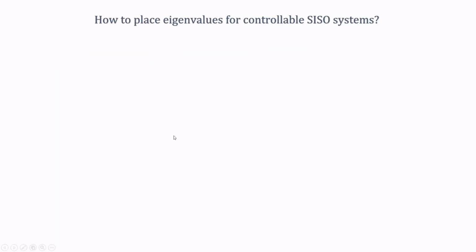So, the question that we are asking is, how can we place eigenvalues for controllable SISO systems? In this entire discussion, I will consider that the system is completely controllable, and of course, we are dealing with SISO systems here. Now, the question I am asking is, how is it possible to find this u, or the control law, by which the eigenvalues of the state matrix of the plant can be changed.